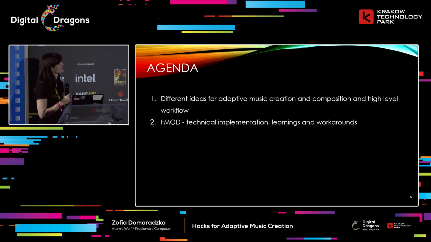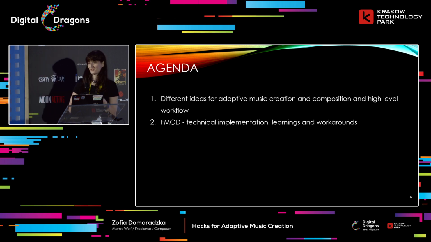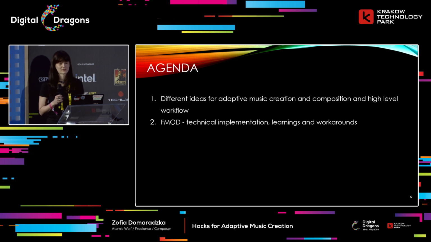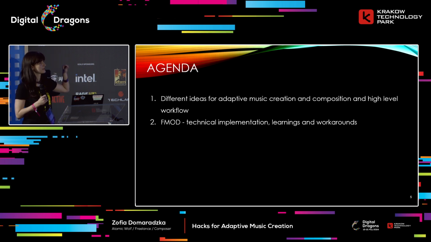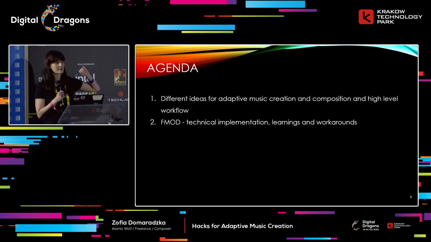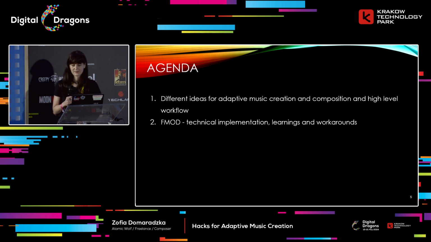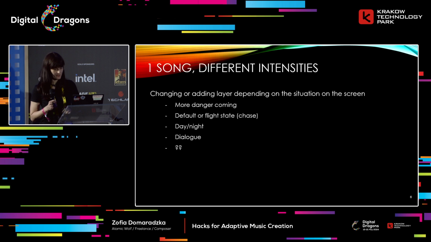The agenda is short, the talk is long. The first part will be open, I think, for everyone, even for non-musicians. I will just walk you through different ideas for constructing adaptive music. These are simple solutions, so we will just go through them. In the second part, we'll dive a little bit deeper into some technical implementations in FMOD, and I will talk about some of my learnings and workarounds. In the first part, I will show you in-game examples, and some examples will be in FMOD, but purely for visualization purposes. We'll talk about the implementation in the second part.